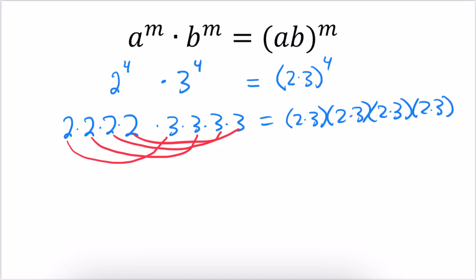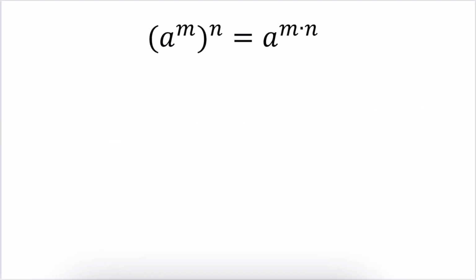And so this theorem is due to the commutative property, which says that you can switch the order of multiplication and still get the same results. And then we have the theorem that says that if you raise a power to a power, you can multiply these two exponents together.